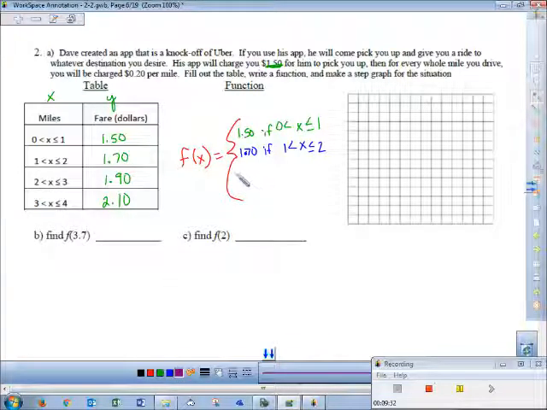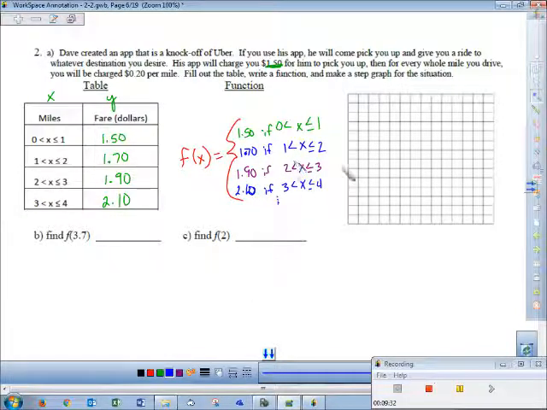And then it's going to cost us $1.90 if the miles he gave us a ride was more than 2 miles, but less than or equal to 3 miles. And it's going to be $2.10 if the miles we have traveled was more than 3, but less than or equal to 4. And then that pattern will continue. So dot, dot, dot.